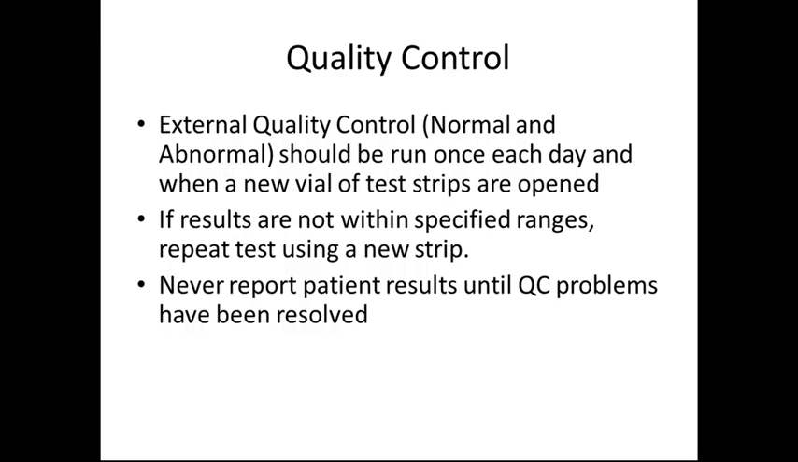External quality control. Normal and abnormal quality control should be run once each day and when a new vial of test strips is opened. If results are not within specific ranges, repeat testing using a new strip. Never report patient results until QC problems have been resolved. These are external controls, so there will be vials of known values of these controls. We have to be within a certain range in order to run a patient test off of those reagent strips.